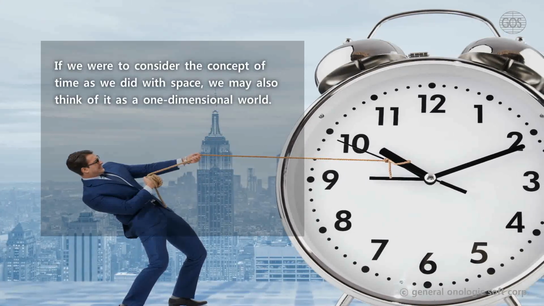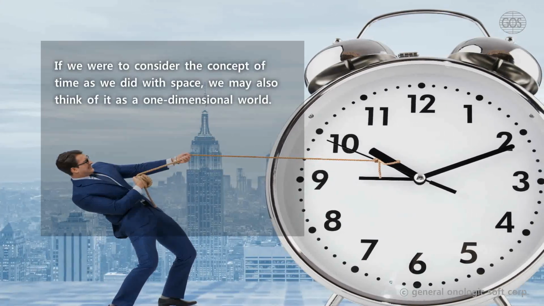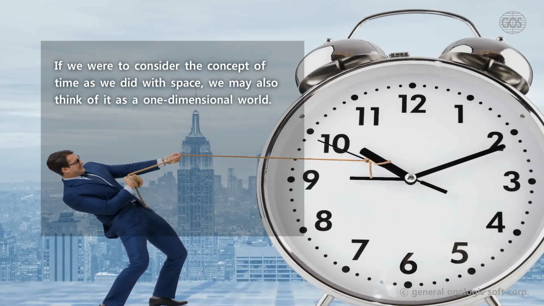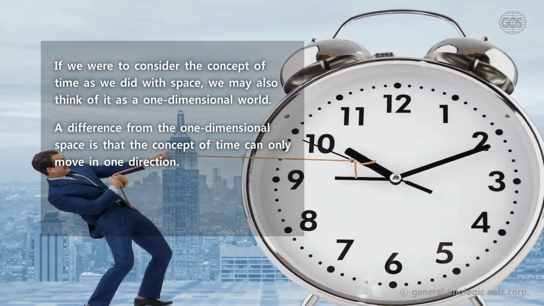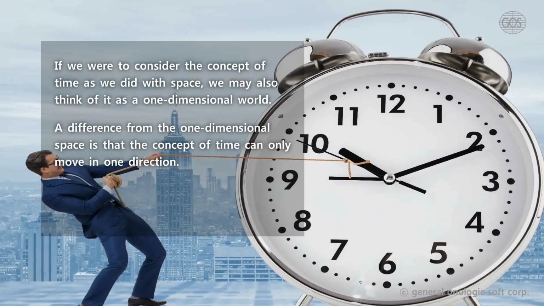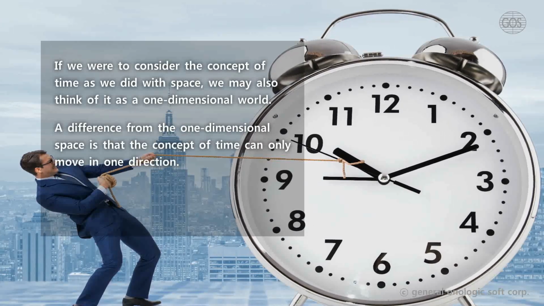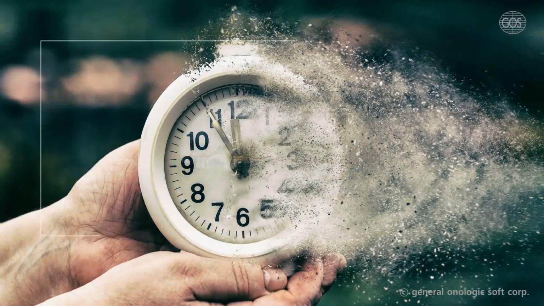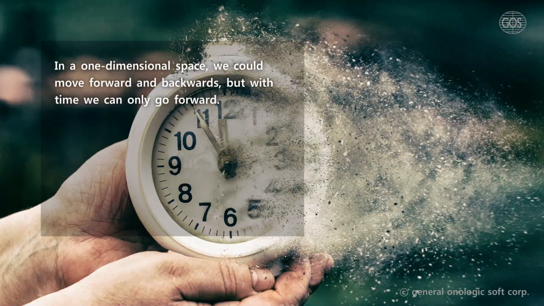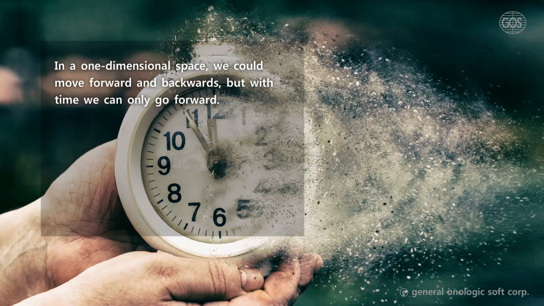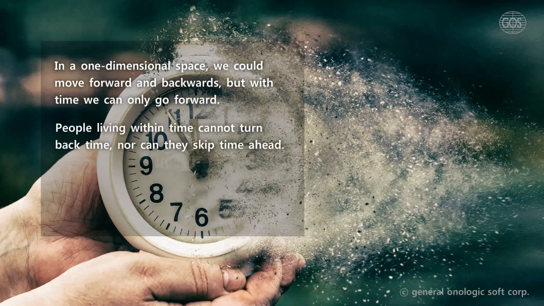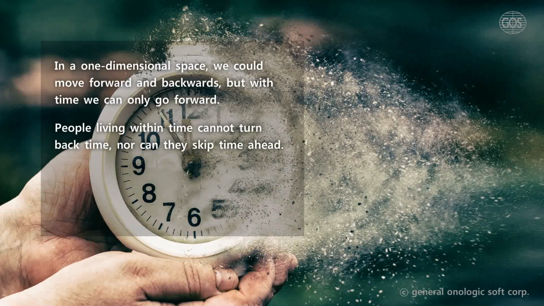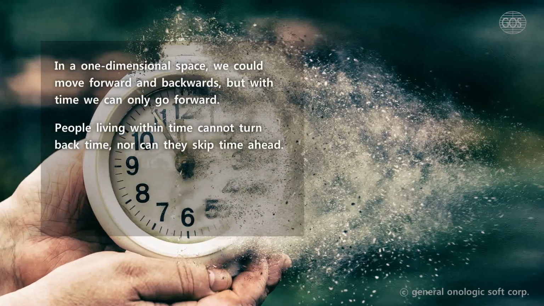If we were to consider the concept of time as we did with space, we may also think of it as a one-dimensional world. A difference from the one-dimensional space is that the concept of time can only move in one direction. In a one-dimensional space, we can move forward and backwards, but with time we can only go forward. People living within time cannot turn back time, nor can they skip time ahead.